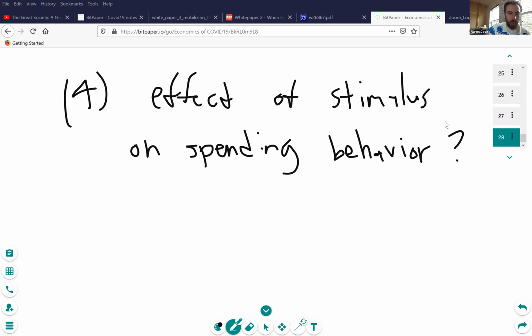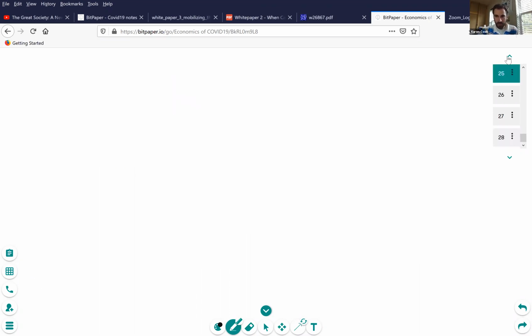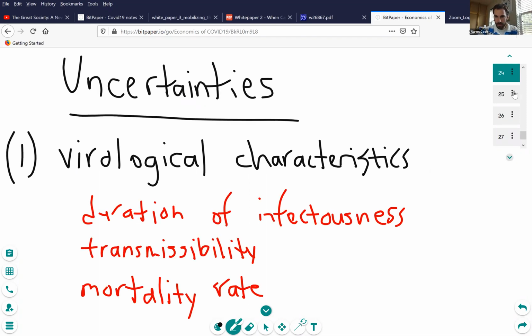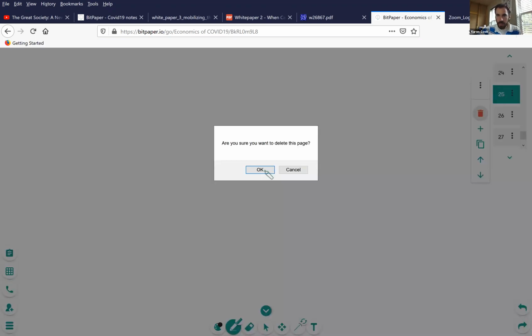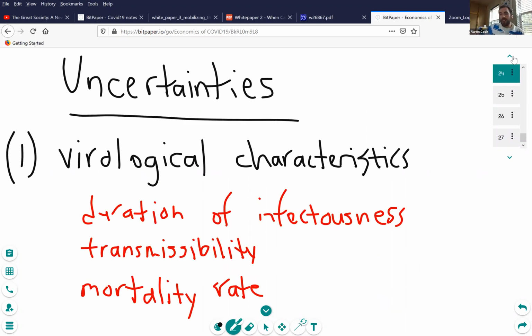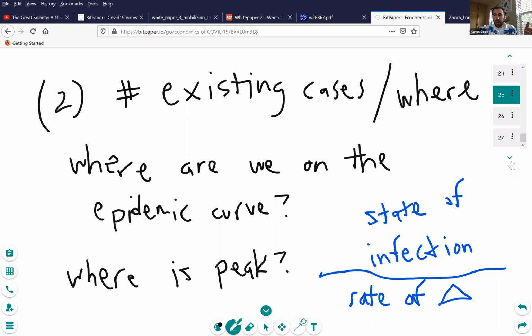I just want to make one further point on this uncertainty. The policy uncertainty. So the uncertainty that's going to affect what to do in the event of this crisis. That kind of uncertainty stems from these sources of uncertainty. The characteristics of the virus, that's an important area of uncertainty. The state of the virus itself and the current rate of change of the virus, those are parameters that we would like to know about.